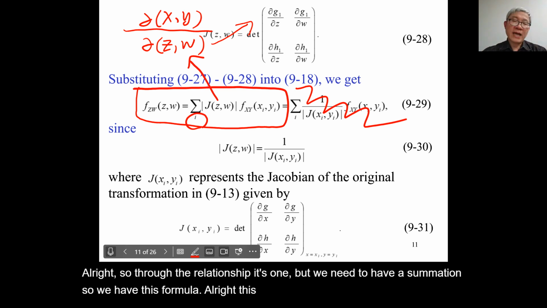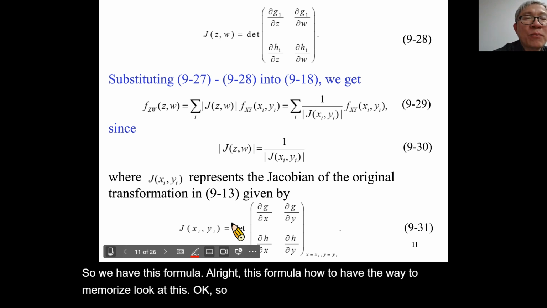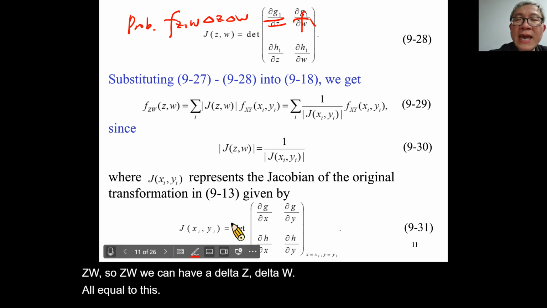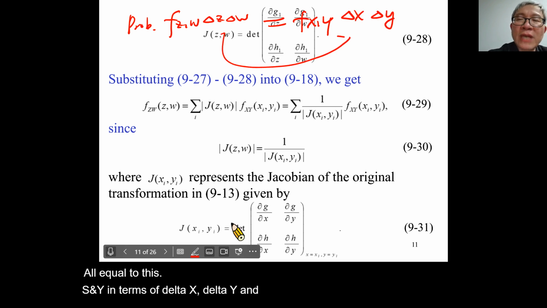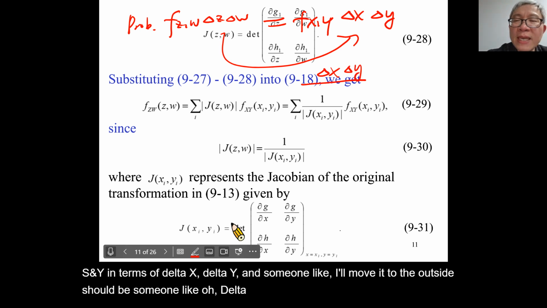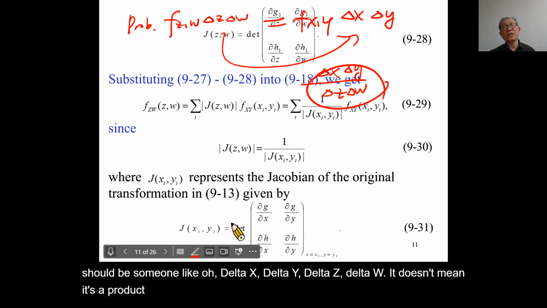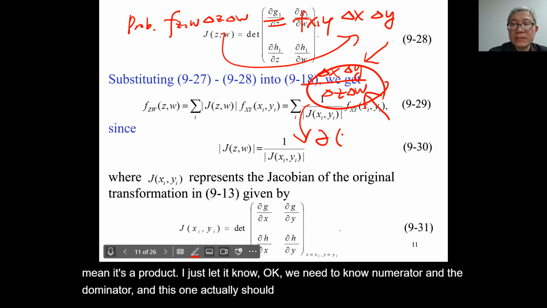How do we memorize this formula? Look at this. We have the probability in terms of ZW, so we can have delta Z, delta W, all equal to this, X and Y in terms of delta X, delta Y. Moving it to the outside, it should be something like delta X, delta Y over delta Z, delta W. It doesn't mean it's a product directly. I just let you know we need to know the numerator and denominator. And this one actually should be X, Y and Z, W respectively.